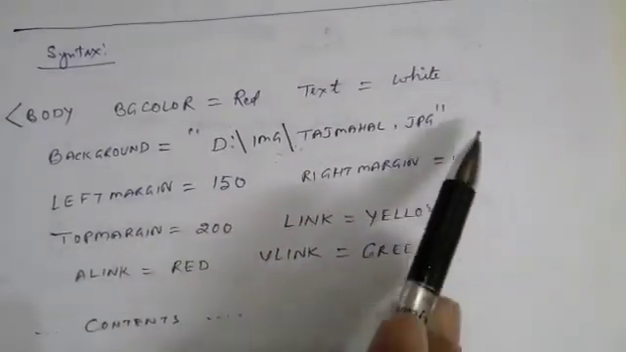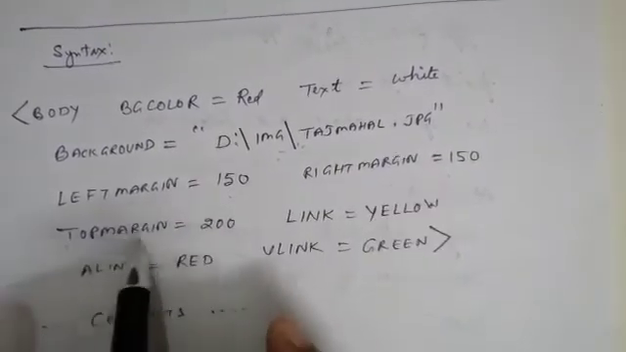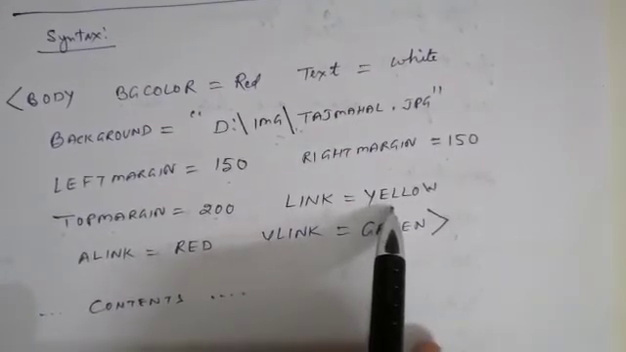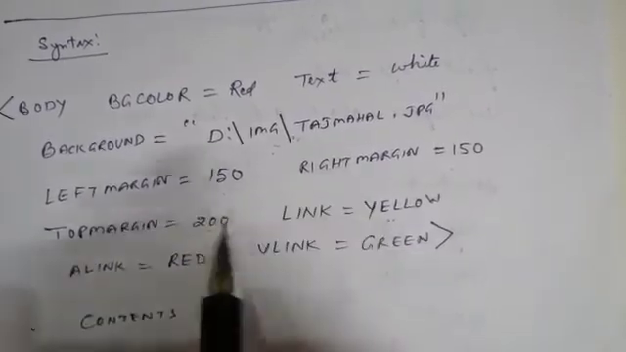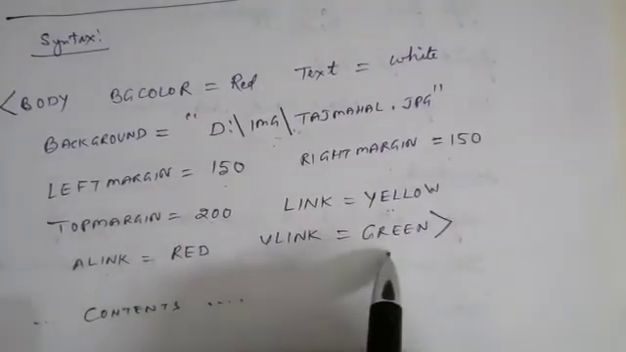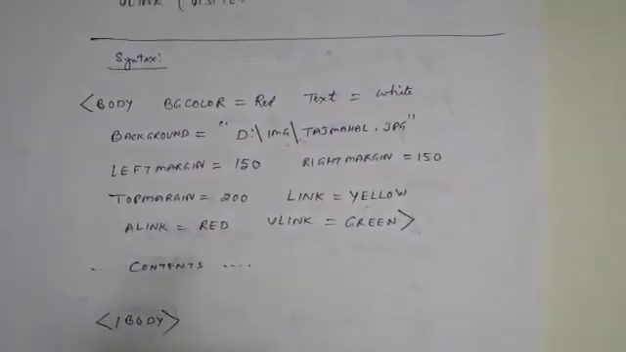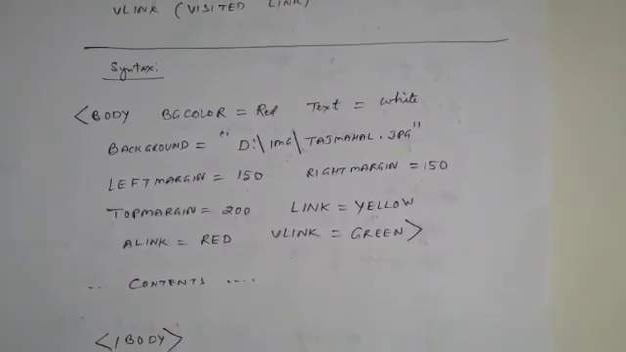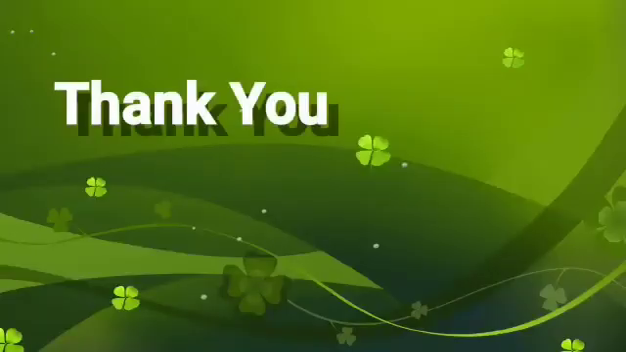Then again one space, leftmargin 150, rightmargin 150, topmargin 200, link equal to yellow. The default is blue, but here it is given yellow, which means it will show the link in yellow color. alink is red and vlink is green. Then close the angle bracket. Here you put the contents and then end with the body tag. This is the syntax of the body tag. That much for today. Thank you.